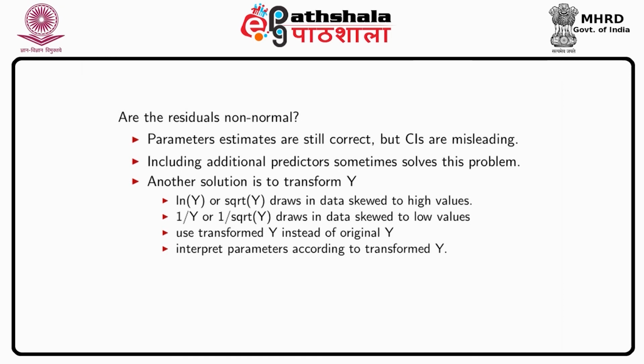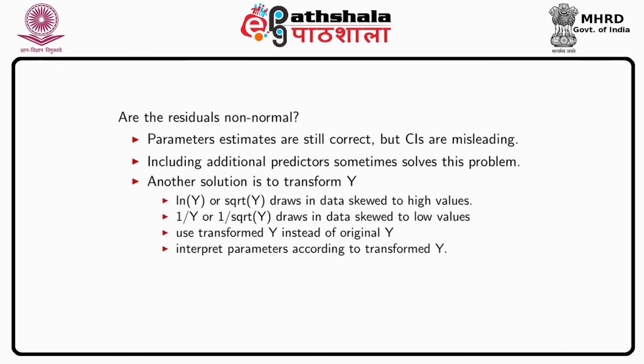Sometimes when any one of the linearity assumptions is not satisfied, we try to transform the y variable or the x variable, so that we can then fit the linear regression model to the transformed variable and all the assumptions of linearity are satisfied. So log of y or square root of y draws in data skewed to high values, or we sometimes take 1 divided by y or 1 divided by square root of y to draw in data skewed to low values. We can use transformed y instead of original y while fitting the data, but the interpretation of parameters should also be done according to the transformed y.